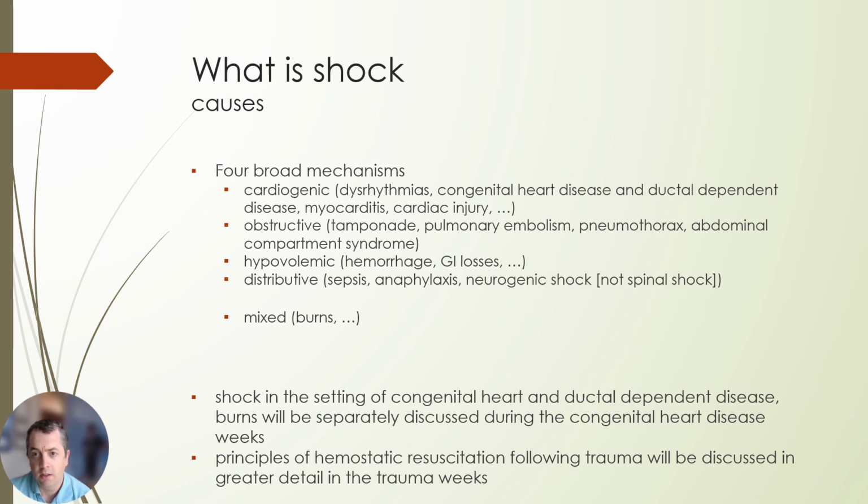Neurogenic shock being the cardiovascular derangements following a cervical or high thoracic spinal injury, and spinal shock being the loss of sensation and motor paralysis following a spinal cord injury with gradual recovery of reflexes. And you can also see mixed, for example, burns having both hypovolemic and distributive components. Shock in the setting of congenital heart ductal dependent disease will be discussed separately. Burns as well. Principles of hemostatic resuscitation following trauma is discussed in the Trauma 1 talk.